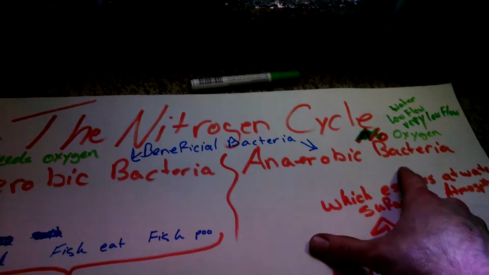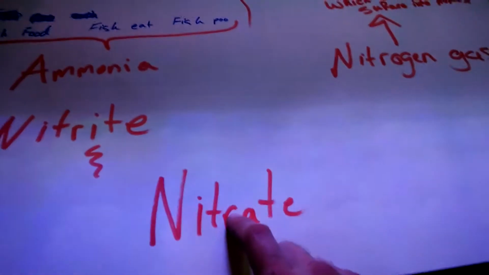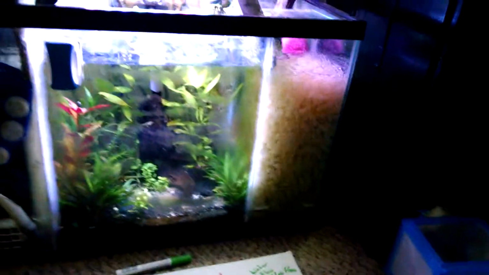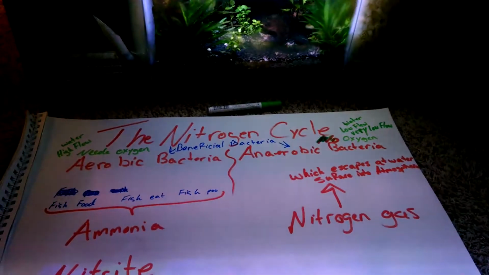In the nitrogen cycle, it doesn't end with nitrate. Anaerobic bacteria actually eats nitrate, which turns it into nitrogen gas, which releases it on the water surface into the atmosphere, and it's gone forever. Alright, so we'll always be somewhere, we'll find a balance.